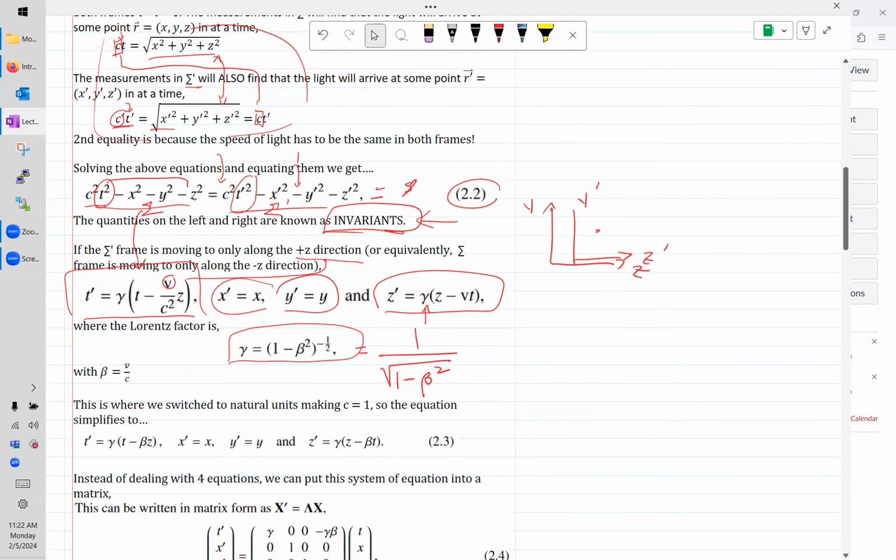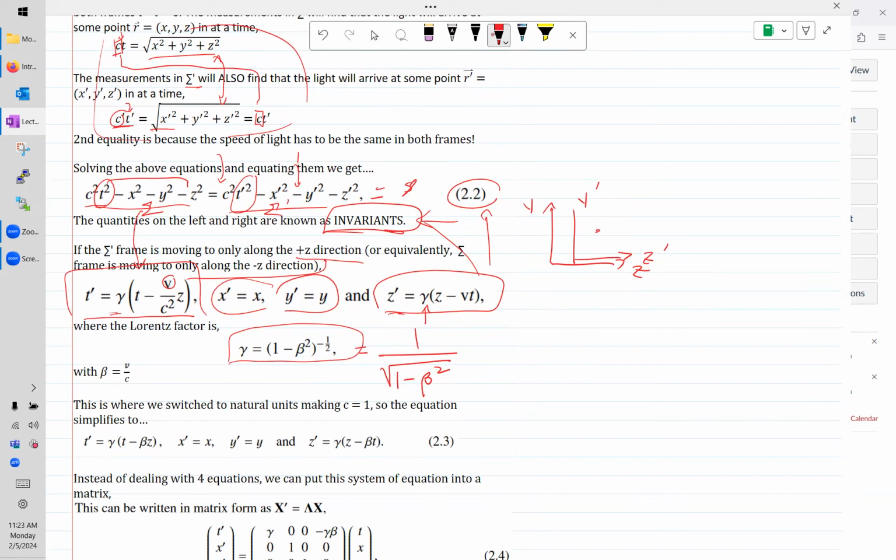So in the homework, you get to plug this equation in and figure out that it is true that having T prime be this and Z prime be this will allow you to satisfy equation 2.2.